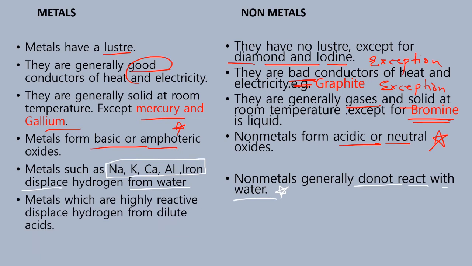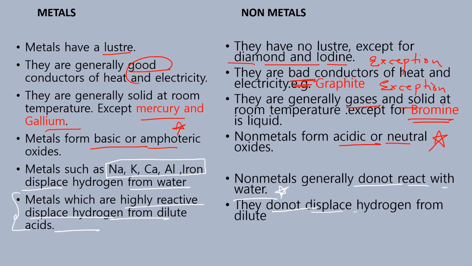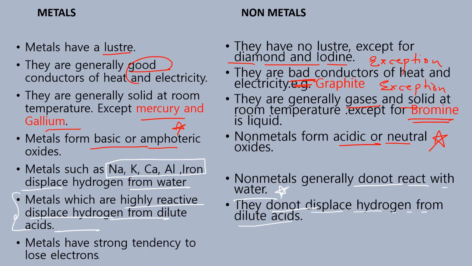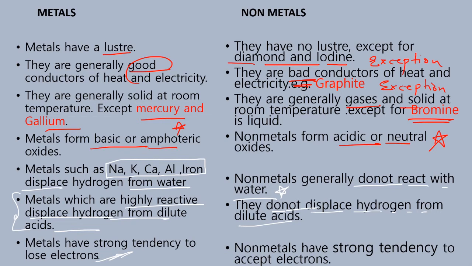Metals which are highly reactive displace hydrogen from dilute acids, whereas non-metals do not displace hydrogen from dilute acids. Next point, metals have a strong tendency to lose electrons, whereas non-metals have a strong tendency to accept electrons. Now let me show you their position in the periodic table.